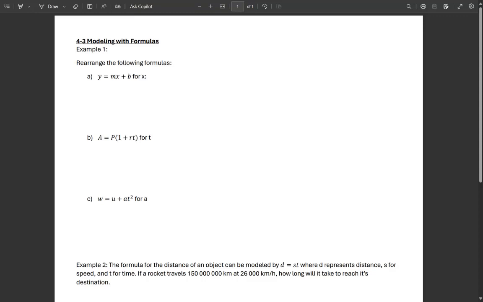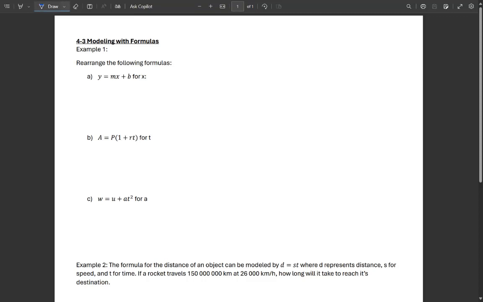Today we're going to look at 3-4 modeling with formulas. This is mostly about just rearranging formulas to isolate variables, mostly to isolate unknowns. However, for the first few formulas, we don't really know anything. We're just going to rearrange stuff as we go. So let's get to it.